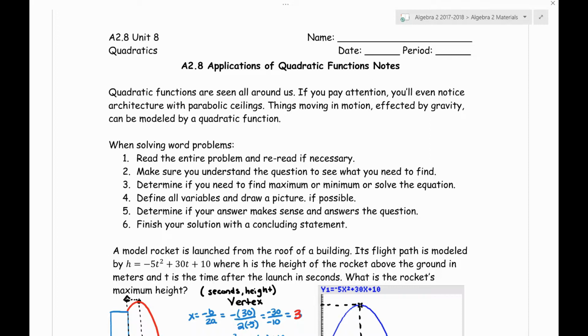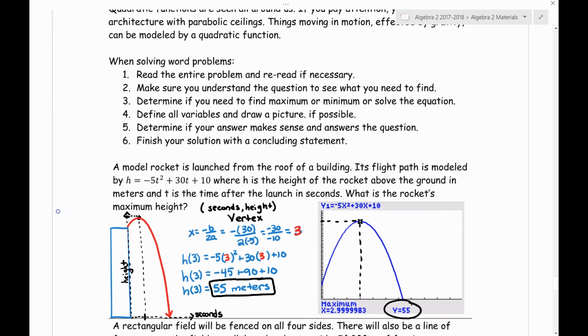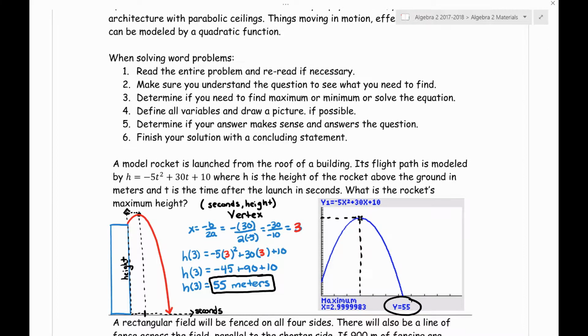So you need to be able to use your graphing calculator to get as much information about a specific quadratic that's going to give us the information we need. You need to read the entire problem, reread it if necessary. I suggest at least twice. You need to make sure that you understand the question and see what it is that you need to find. Make sure that if you're looking for a max or a min, you find the vertex. If you're looking for a height of 0, you're looking for an x-intercept.